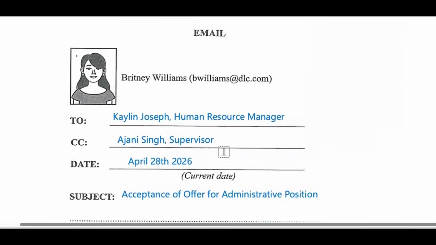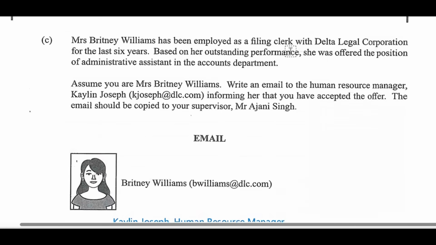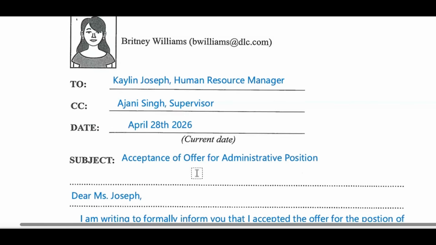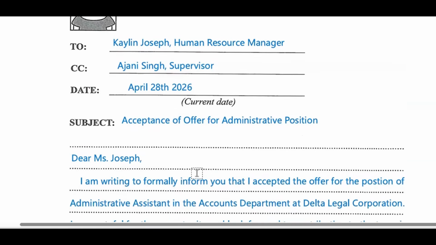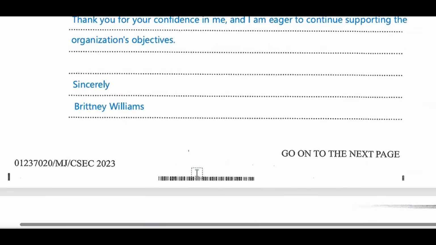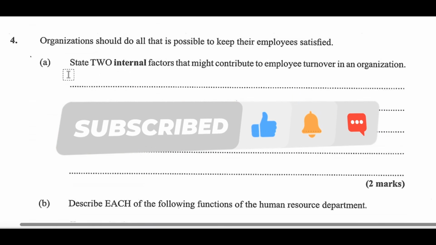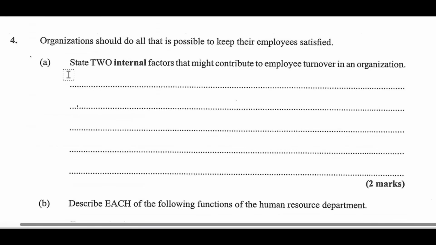For the email, just pull out the information and put it in your email. That's it. Right? Let's go to the next question now. I believe this is question 4. We are into section 2. Yes, we are. Organizations should do all that is possible to keep their employees satisfied. State 2 internal factors that might contribute to employee turnover in an organization.